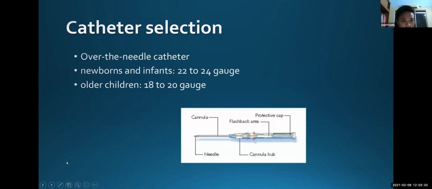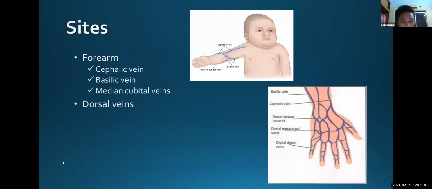Okay, next, for catheter selection, for newborns and infants, we use 22 to 24 gauge, and for older children, we use 18 to 20 gauge. Okay, for sites, the most common sites for pediatrics are the dorsum of the hand and also the feet. And then the next sites available are at the antecubital fossa and the forearm, which locate the cephalic vein, basilic vein, and also median cubital vein.